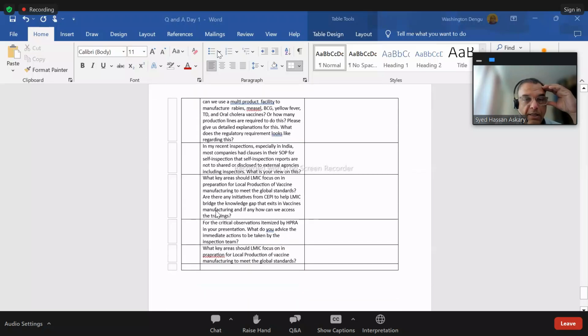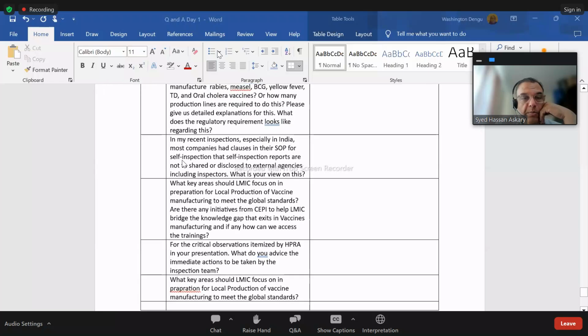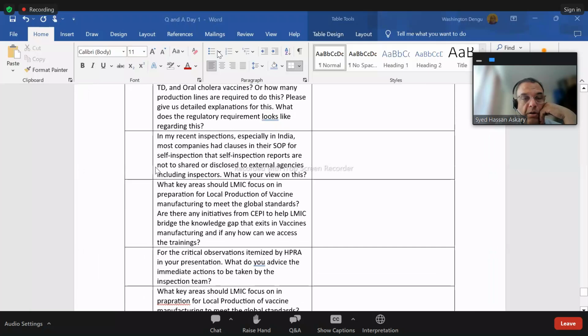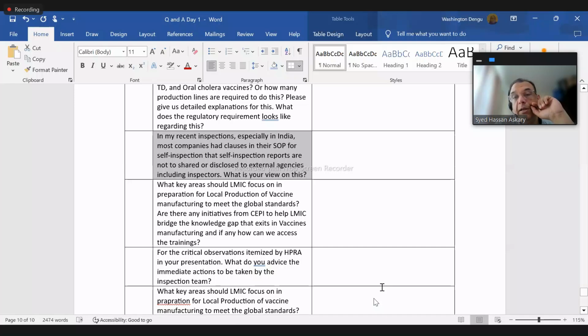In my recent inspections, especially in India, most companies had clauses in their SOP for self-inspection. That is self-inspection. If you look at my slide, it shows what you don't share with the inspection. Self-audit reports, internal audit reports, are okay not to be shared with the inspectors, as long as the SOPs are detailed enough for review and comments.